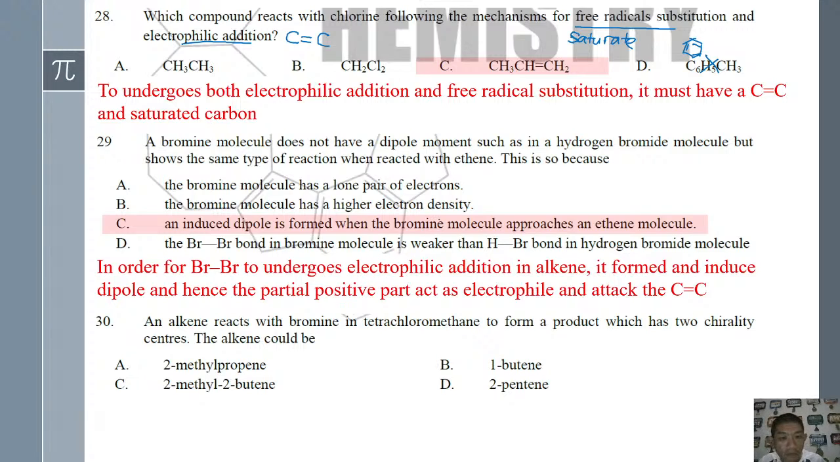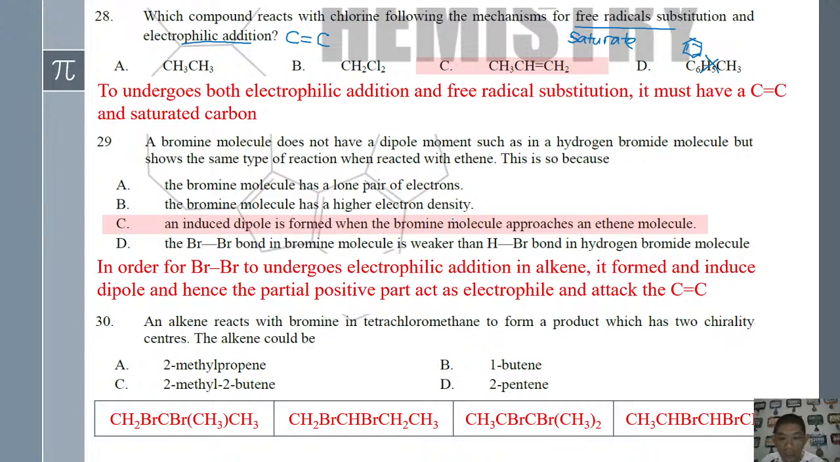Number 30, an alkene reacts with bromine in tetrachloromethane to produce a product with 2 chiral carbon atoms. So which could be the alkene? So you have to understand what is the product of the reaction after A, B, C, D are reacted. So when A, propene, reacts with bromine, is there any chiral carbon atom in here? If you look carefully, there are no chiral carbon atoms. So A is wrong. And then B, 1-butene, is there any chiral carbon atom? So here is a chiral carbon atom. C, is there any chiral carbon atom? Unfortunately, there are none.